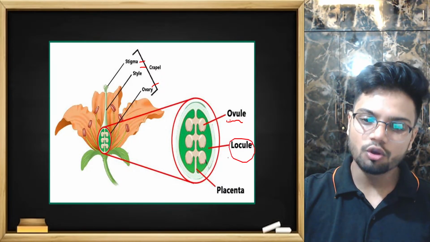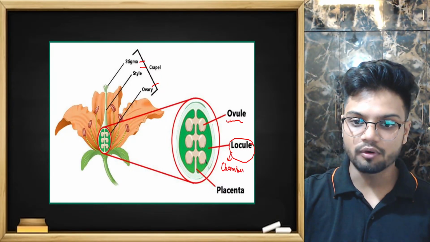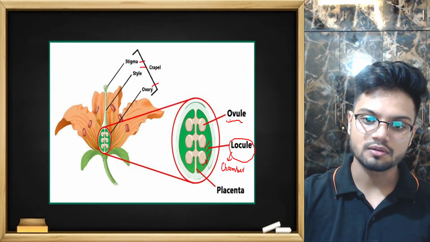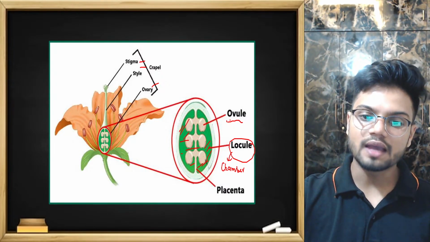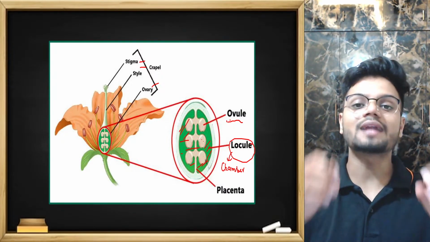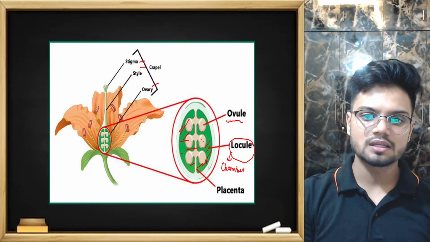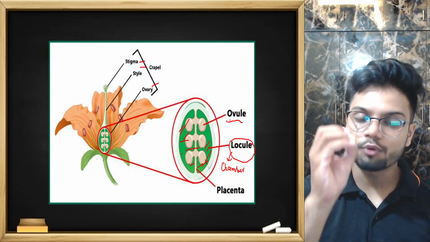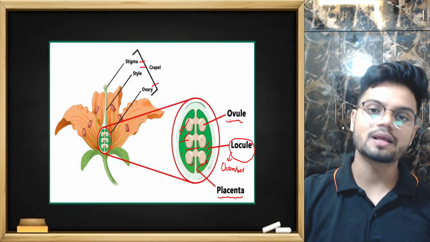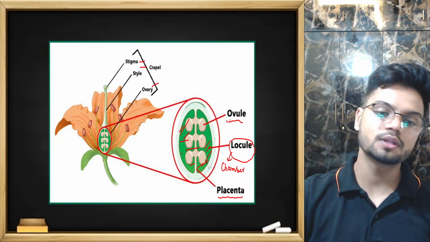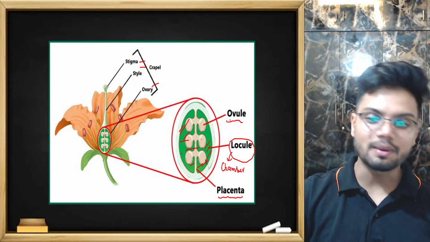What is a locule? A locule is basically a gap or a chamber. Can you see? This is a chamber right here. Within this chamber, we have the ovules, and all the ovules are attached somewhere. They can't simply lie around, they can't be randomly placed. All the ovules are attached to a small cushion-like structure called the placenta. Clear, all of you? It is attached to the placenta.